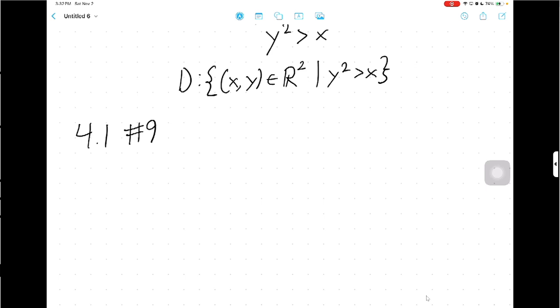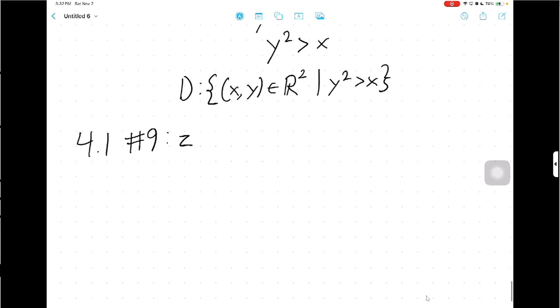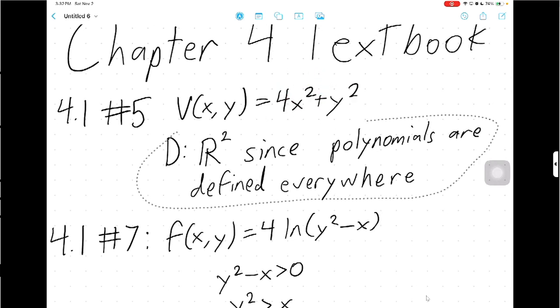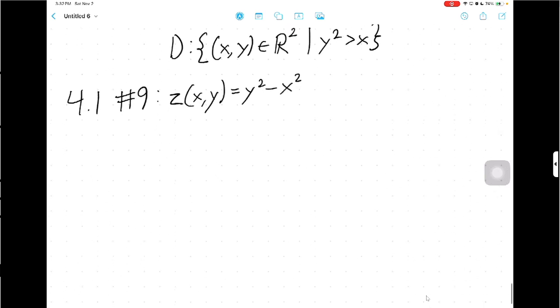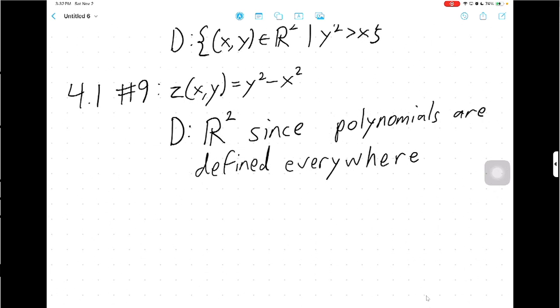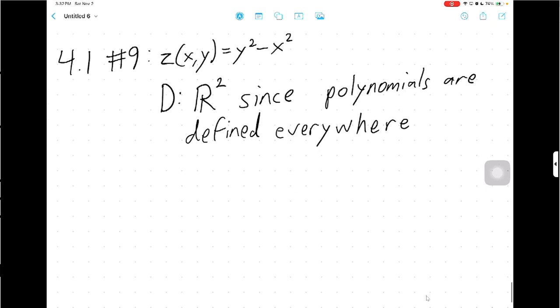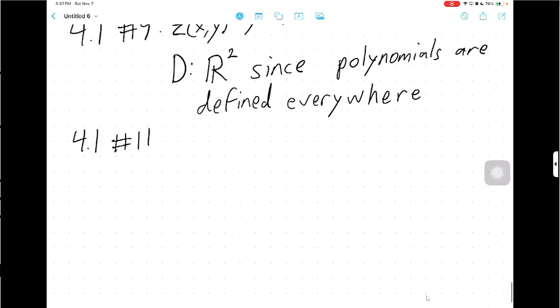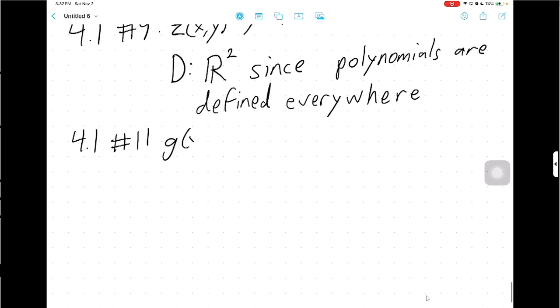Number 9. It's just R2 again. Number 11, which now asks us to find the range.